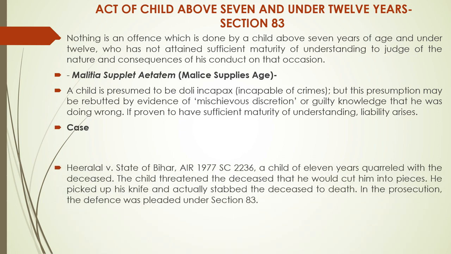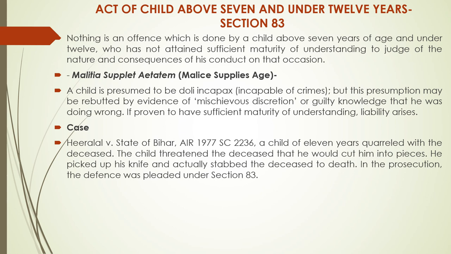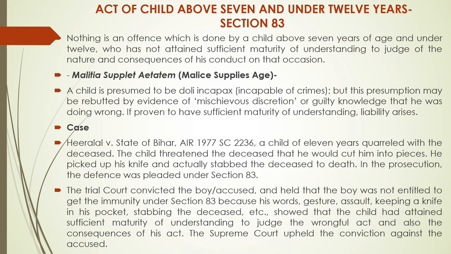There is a case, Hira Lal versus State of Bihar, in which a child of 11 years quarreled with the deceased. The child threatened the deceased that he would cut him into pieces. He picked up his knife and actually stabbed the deceased to death. In the prosecution, the defense was pleaded under Section 83. The trial court convicted the boy and held that the boy was not entitled to the immunity under Section 83 because his words, gesture, assault, keeping a knife in his pocket, and stabbing the deceased showed that the child had attained sufficient maturity of understanding to judge the wrongful act and also the consequence of his act. The Supreme Court upheld the conviction against the accused.